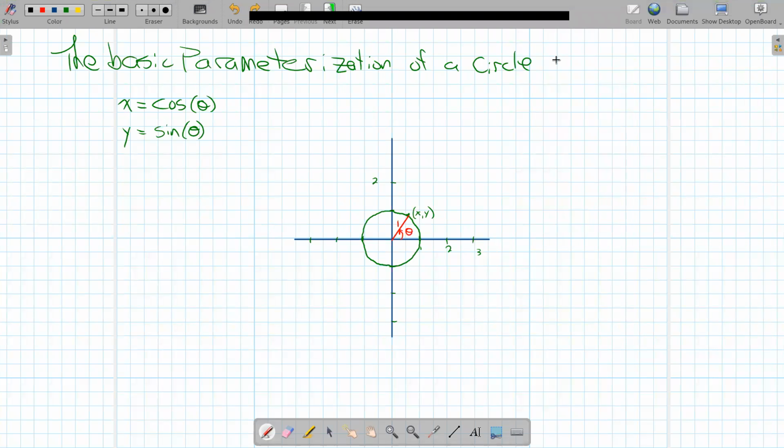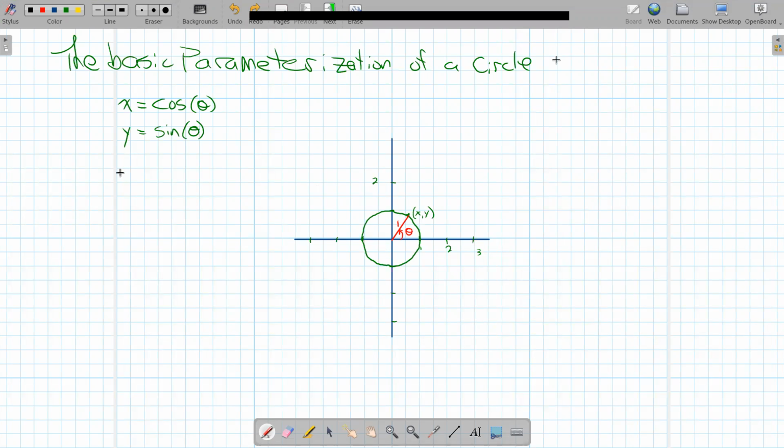So let's consider the basic parameterization of a circle. We'll use a unit circle. And back in the beginning of the trig, we defined this function called the cosine based on the angle from the positive x-axis to the radius, and that x value is the cosine of theta, the angle. Y value is the sine of that theta.